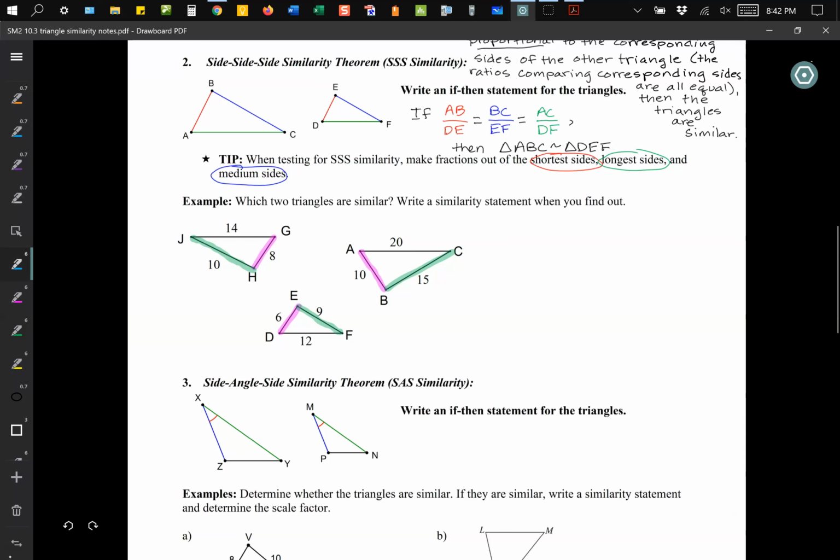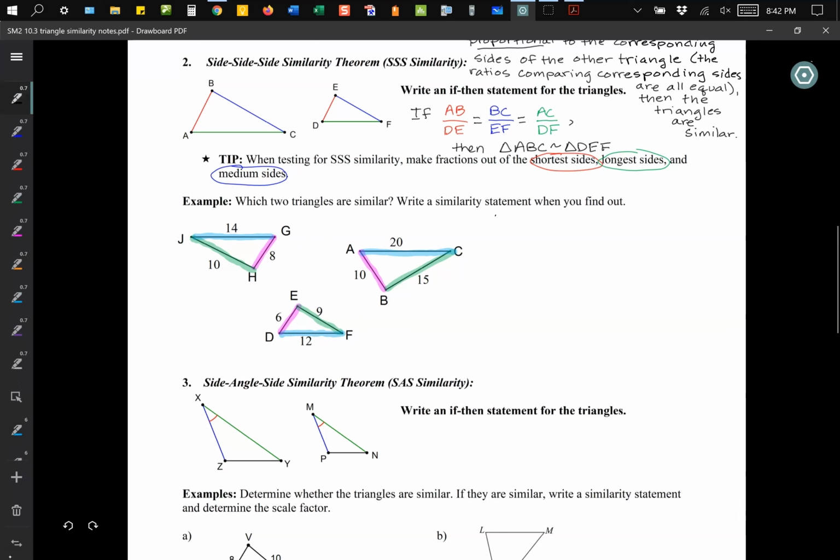And I will highlight the longest side of each triangle in blue. So if any of them are similar, the matching colors will be the matching sides. So smallest sides will match, middle length sides will match, longest sides will match. If you do that, that's really going to help you keep track of what's going on. So first, I will look at these two triangles on top.